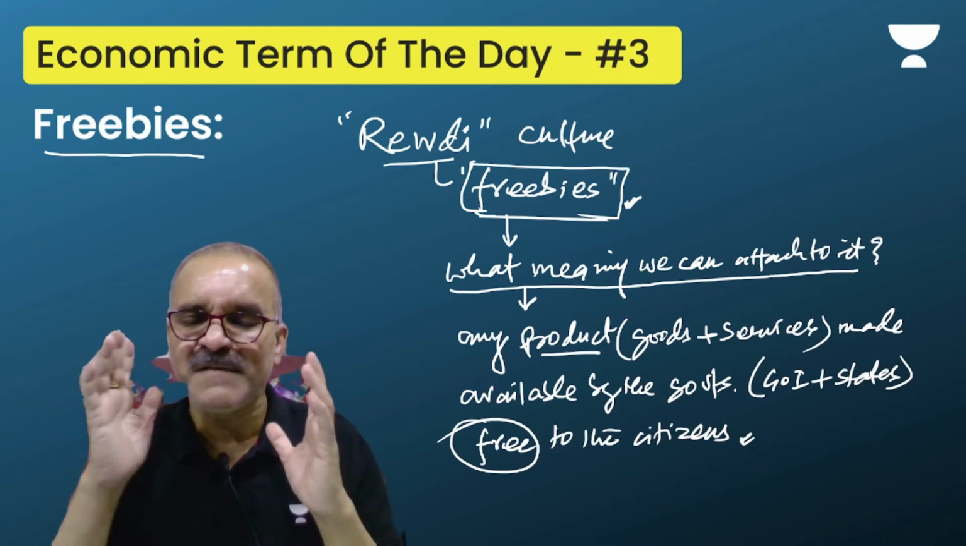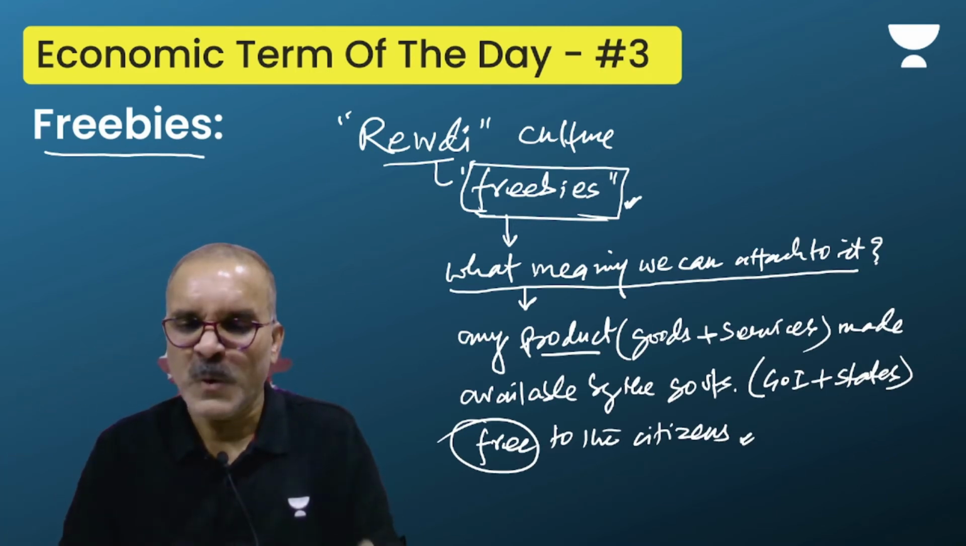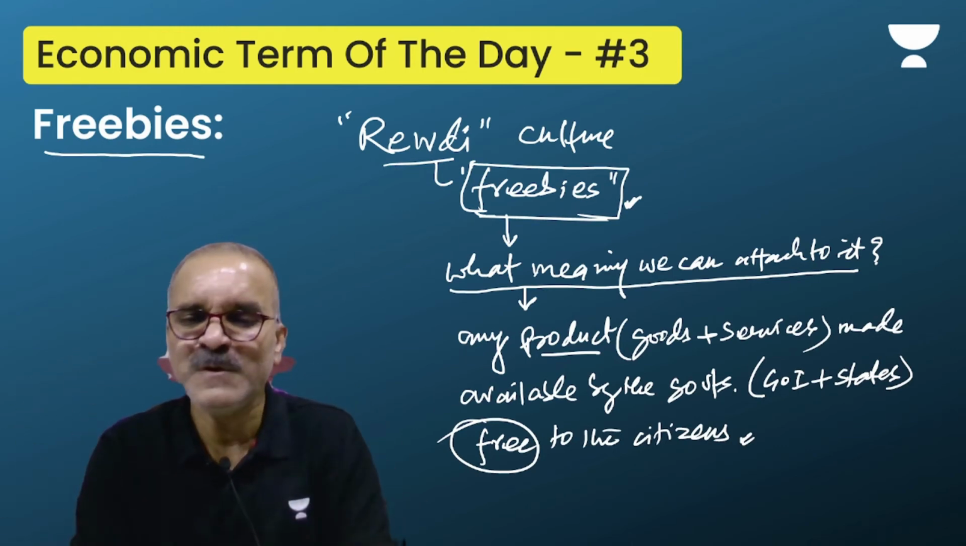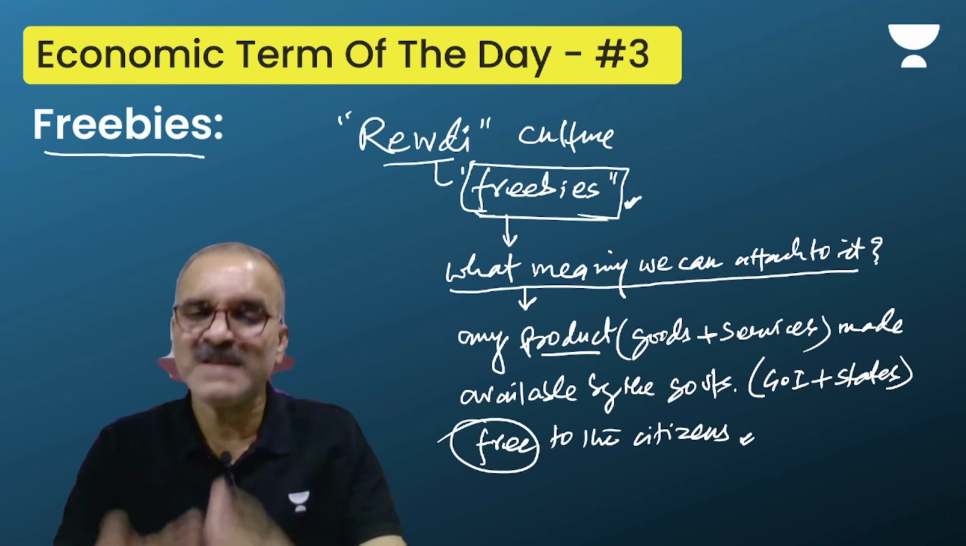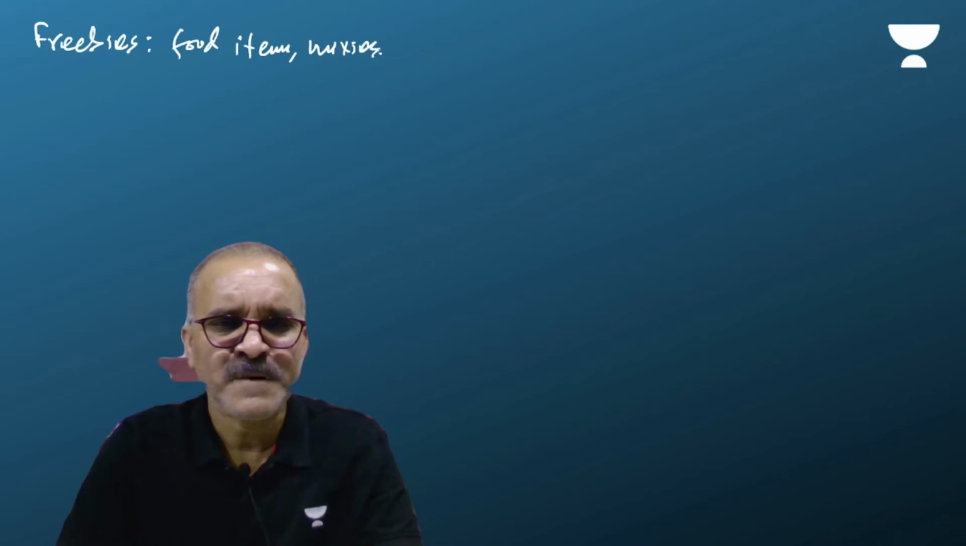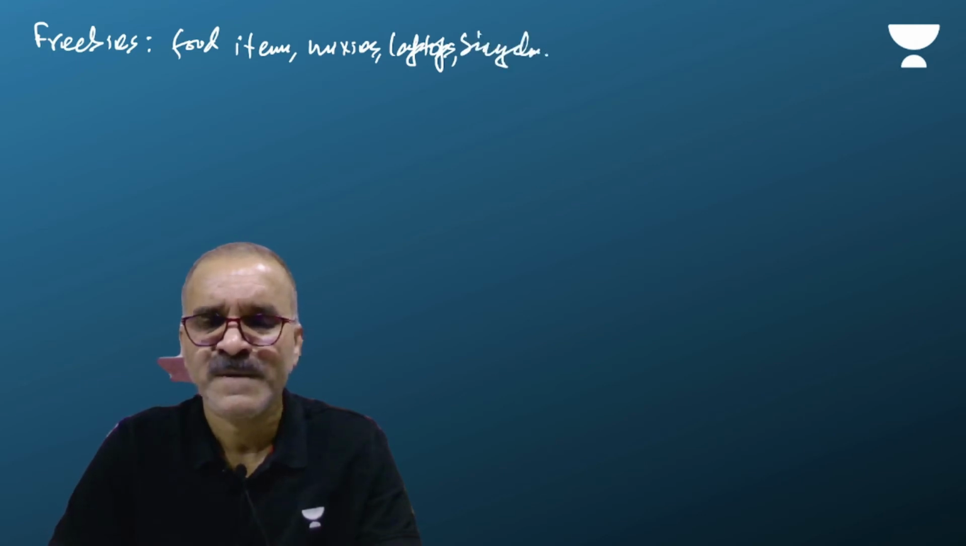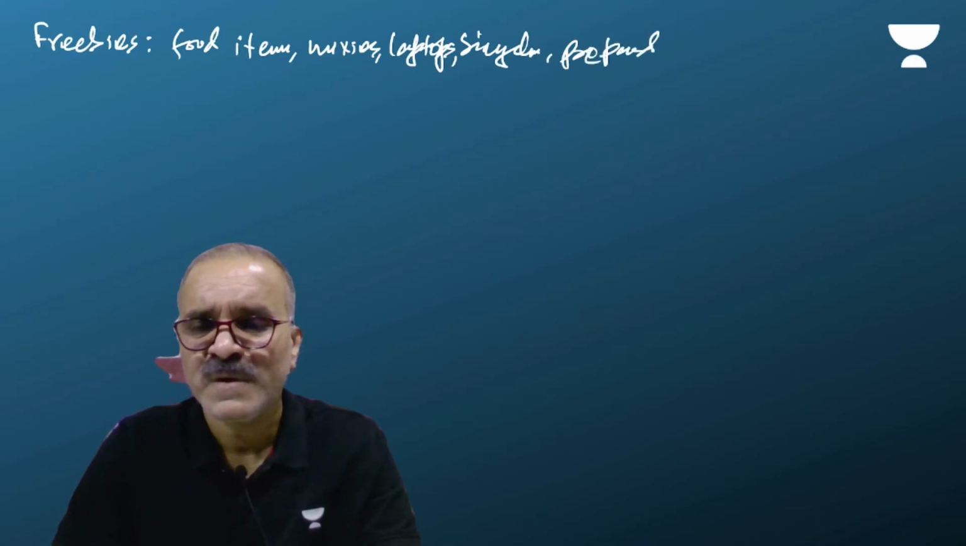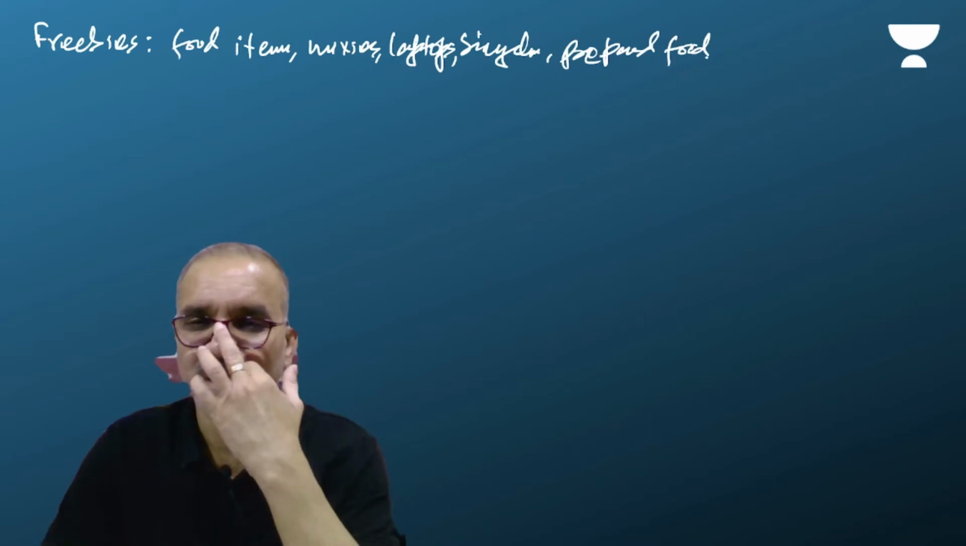It means free availability of goods and services. Whatever is made available by government free of cost to citizens and consumers, those items are basically known as free items, and this process is known as freebies. For example, in case of India, in the name of freebies, governments supplied food items, even mixers, laptops, bicycles, even prepared food. You might have heard about Amma Kitchen, the famous Amma Kitchen of Tamil Nadu. These are examples of freebies.